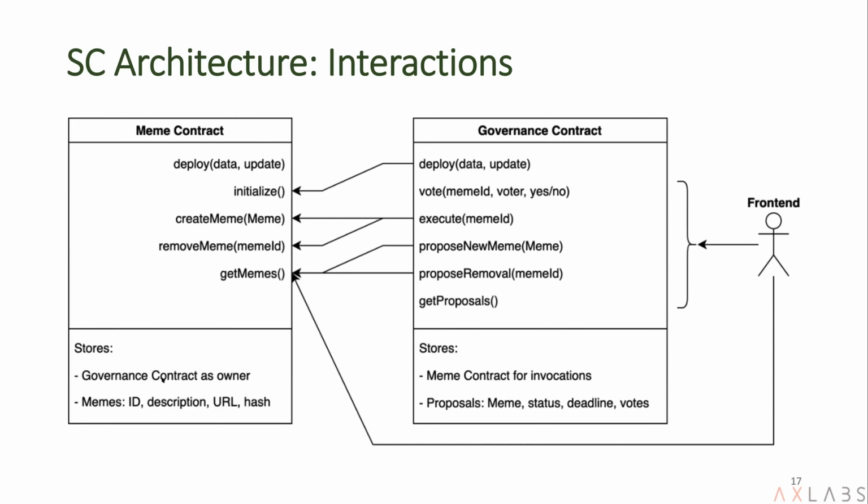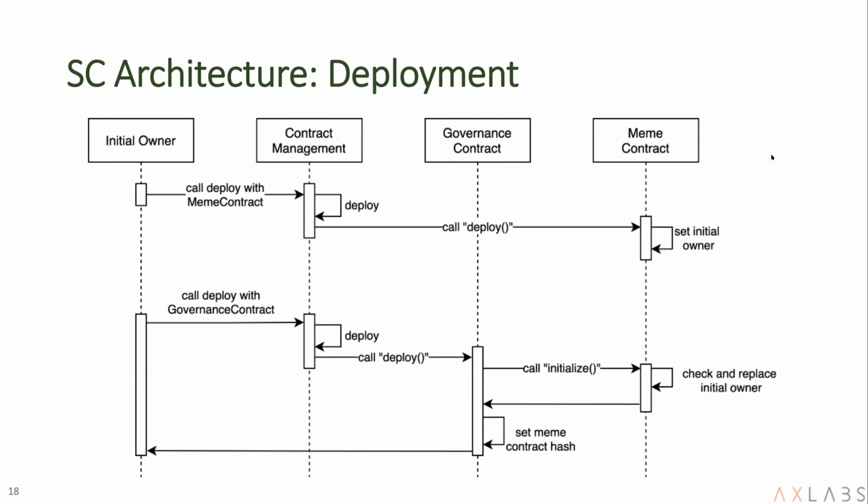We're going to take a look at the deployment, because the deployment is one of the more interesting parts of these two smart contracts. We start with these four entities here. Let's say that I'm the initial owner, or I'm the one who wants to deploy this meme governance dApp. So what I'll do first, I will deploy the meme contract. So I'll call the contract management contract. This is a native contract. Most of you probably know this already. You use the contract management to deploy new contracts. So you call that contract. It will deploy the meme contract on a blockchain and then call its deploy method.